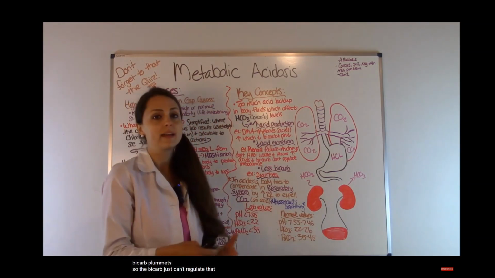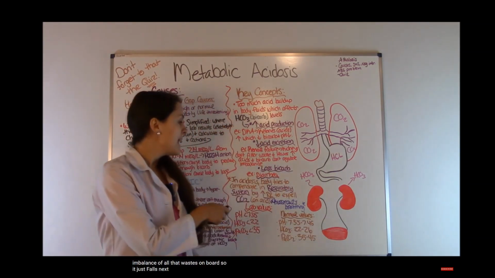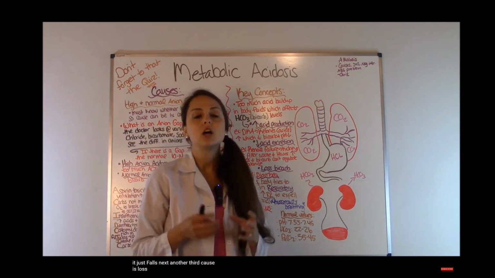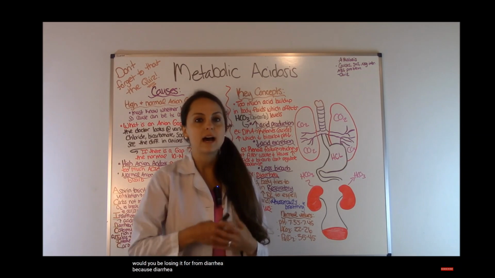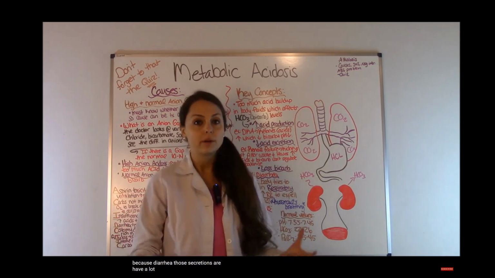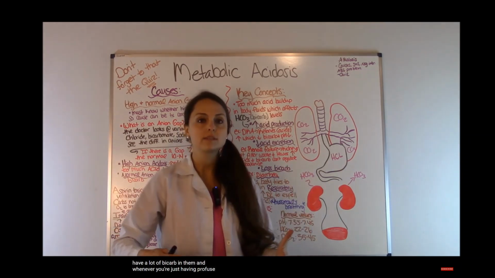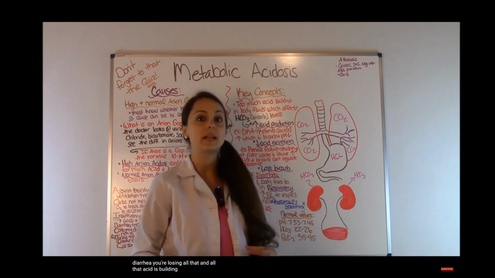So the bicarb just can't regulate that imbalance of all that waste on board, so it just falls. Next, another third cause is loss of bicarb. You're losing it. How would you be losing it? From diarrhea, because those secretions have a lot of bicarb in them, and whenever you're having profuse diarrhea, you're losing all that, and all that acid is building up in the body.